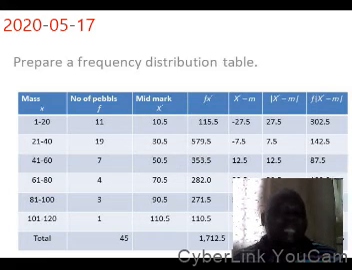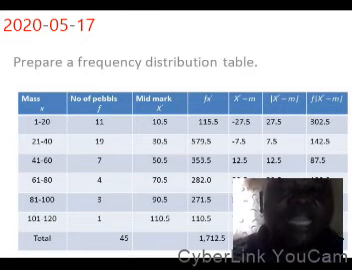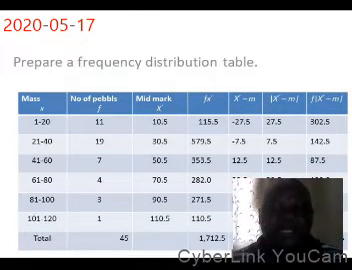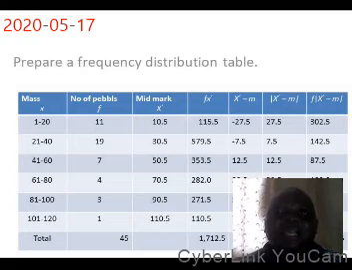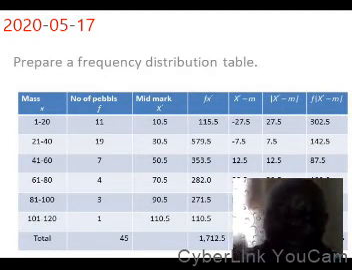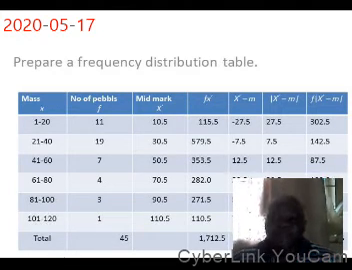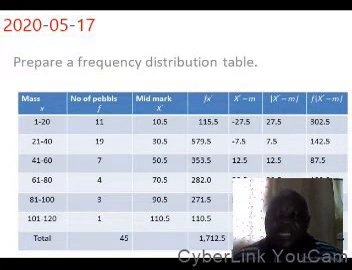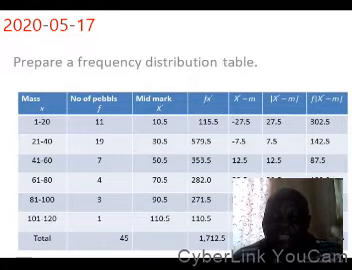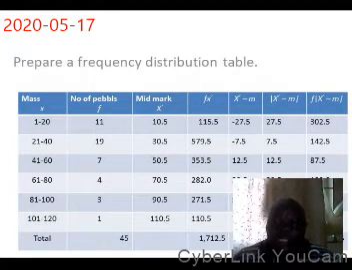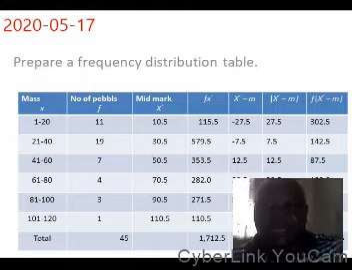fx. Now, in this case, we are not using x because x is the class interval, is the class here, but rather we are using x prime, which is the mid mark. In this case, we have f times x prime. Then we have 11 times 10.5, we have 115.5. 19 times 30.5, we have 579.5, and so on and so forth.